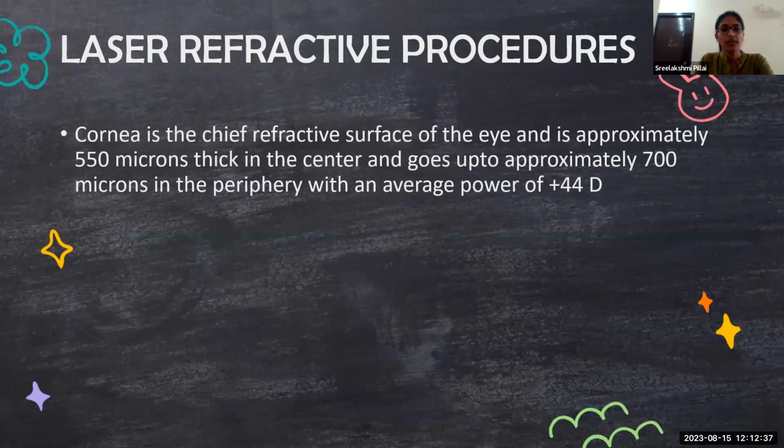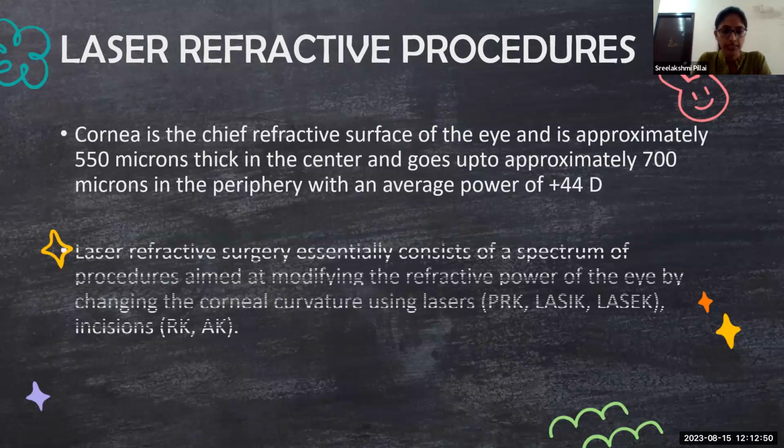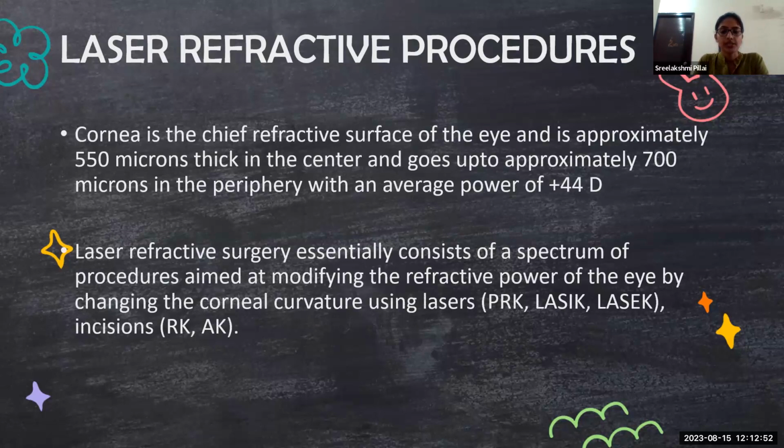Coming to the basics, cornea is the chief refractive surface of the eye and is approximately 550 microns thick in the center, and it goes approximately 700 microns in the periphery with an average dioptric power of plus 44. Laser refractive surgery essentially consists of a spectrum of procedures aimed at modifying the refractive power of the eye, changing the corneal curvature using lasers.